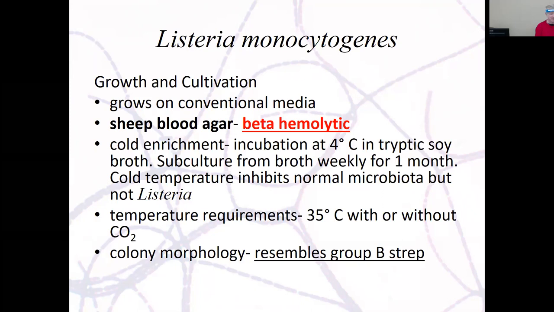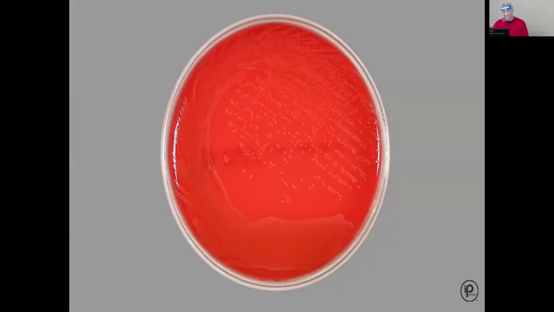Group A, beta hemolytic, right? But we also have beta hemolytic group B. Sometimes we have to chase that because we'll see it not be sensitive to certain antibiotics, and we have to go forward. Anyway, there it is growing on a blood agar plate.